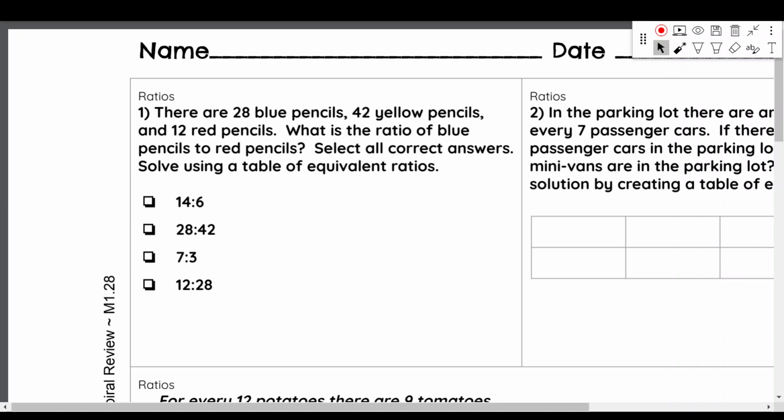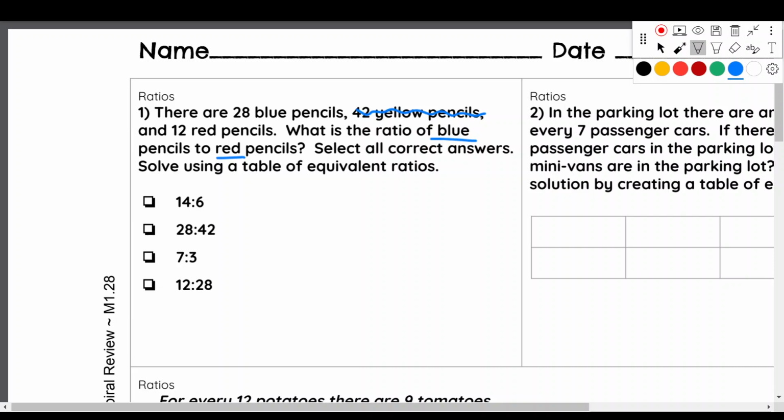All right, taking a look at this ratio review. M1.28. There are 28 blue pencils, 42 yellow pencils, and 12 red pencils. What is the ratio of blue pencils to red pencils? Blue to red. So this information about yellow is just a distraction.